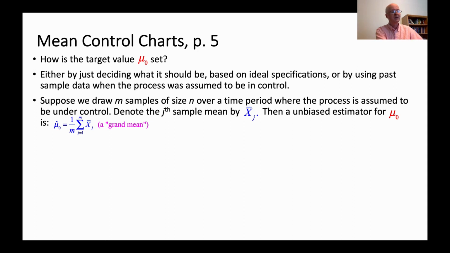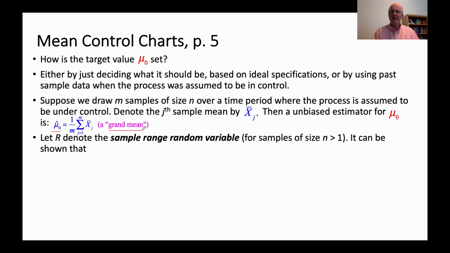In our textbook, the notation for this, you can see, is the mu sub 0 hat right there. It's an estimator for mu sub 0. And yeah, this is an average. Add up those xj bar values and divide by how many there are. This is a mean of means, sometimes called a grand mean. Isn't that beautiful terminology?